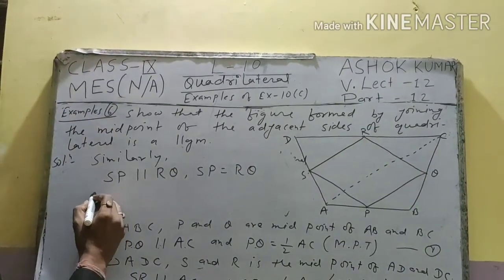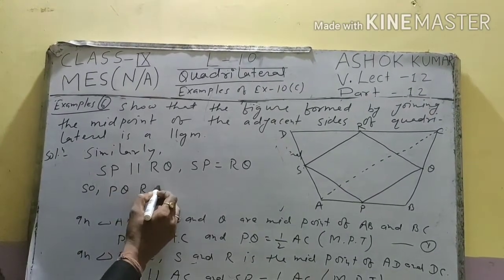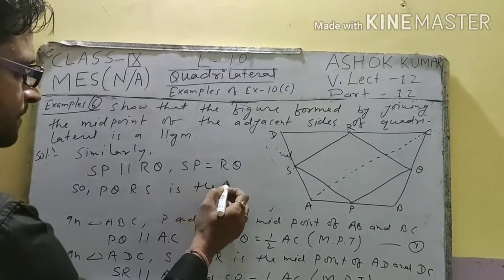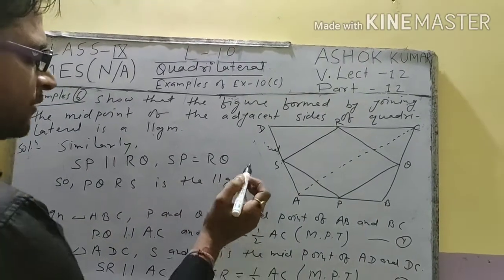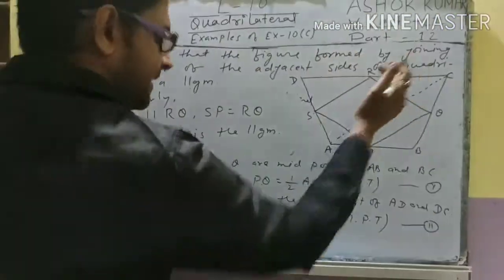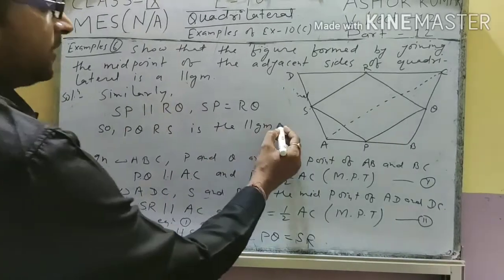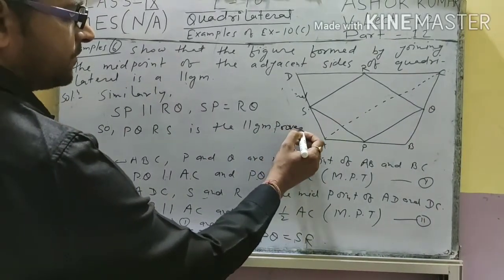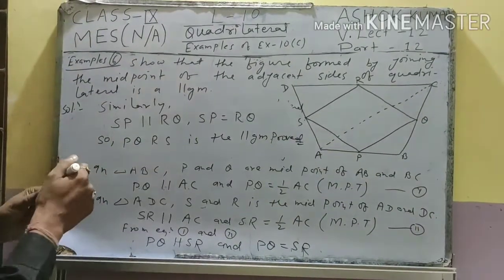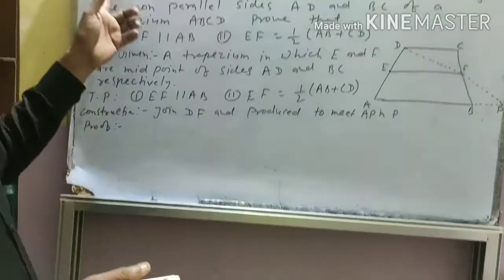Then we can say PQRS is a parallelogram, because in a parallelogram the opposite sides are parallel and equal. Here we already proved the opposite sides are parallel and equal. So this is your proof. Okay student, I hope you understand example number 6. The next question is example number 7.